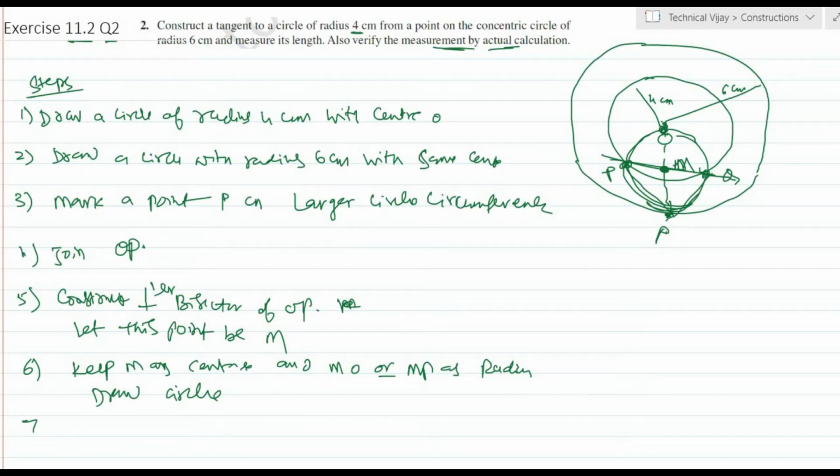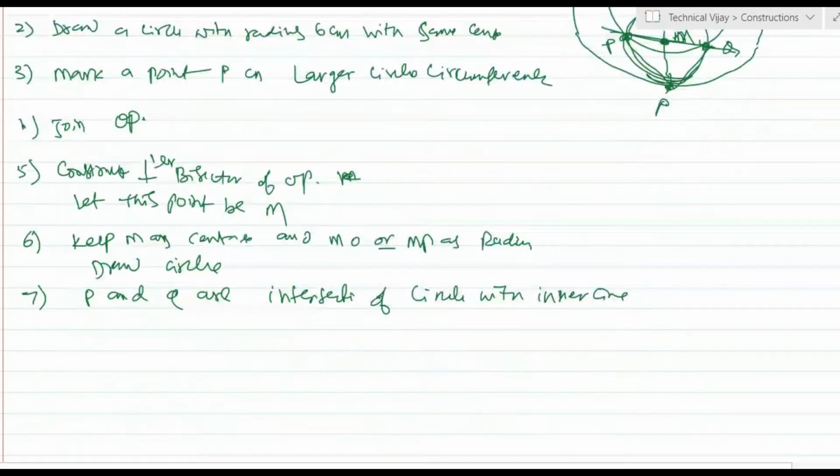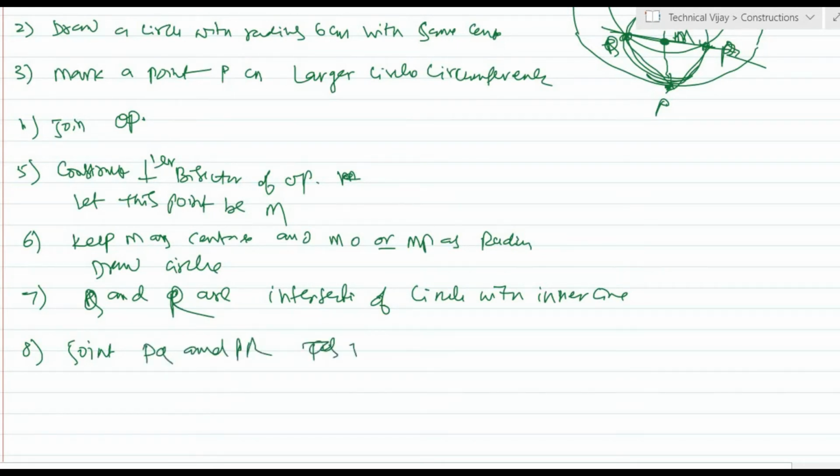Okay. So then Q and R are the intersections of this circle with the inner circle. So next, join P and Q, and P and R. Sorry, this one will be Q and R. So join PQ and PR. They are the tangents. So now we have to prove these are the tangents to this circle.